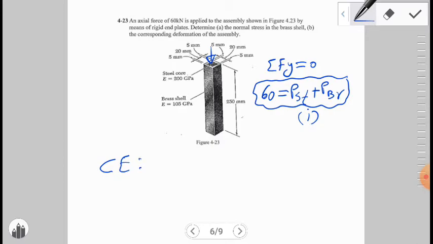Equation number 2 is based on the compatibility equation. You know that these two materials have been stuck together very well. That's why they act as one member, and the deformation of each material is the same as the other. For example, we can say that deformation delta steel is equal to delta brass.